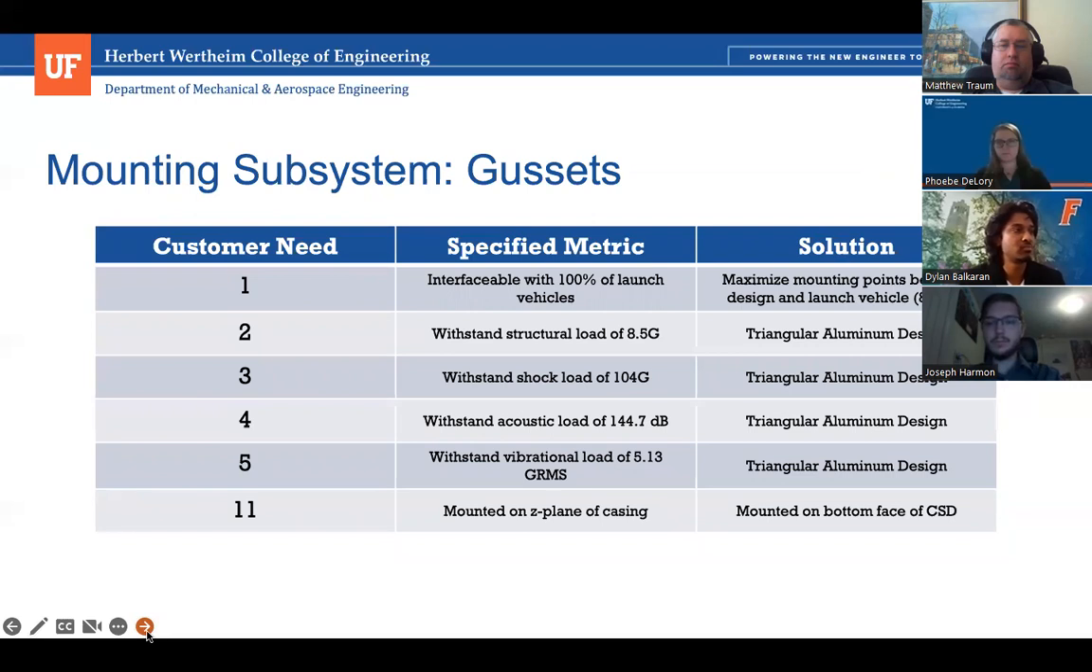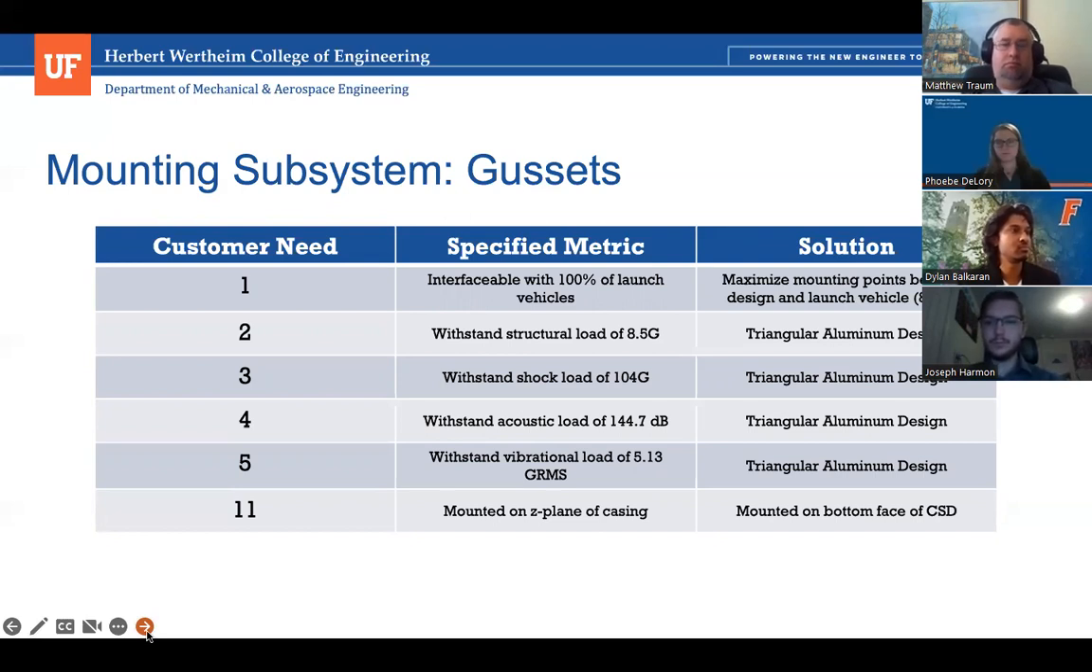The first subsystem we're going to be talking about now is the mounting subsystem, which is the gussets. The customer needs and metrics are specified here, which we determined through observation would best fit the mounting subsystem. Customer need 1, which was to be interfaceable with 100% of launch vehicles, we decided to solve using a large amount of gussets that are set at specific distances along the bottom edge of the CSD.